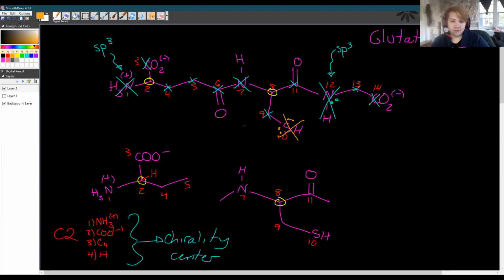And then same thing here. We can make a shopping list for position 8, carbon 8. And we can say that carbon 8 has, for its 4 groups, this nitrogen over there, so this nitrogen that's part of the amide. It has that carbonyl group on position 11. It has this carbon 9 that eventually bonds into that thiol group. And then finally, what's the last group? Don't forget about the hidden hydrogen. All right. And so are these 4 unique groups? Yes, they are. So is position 8 chiral? Yes, it is.